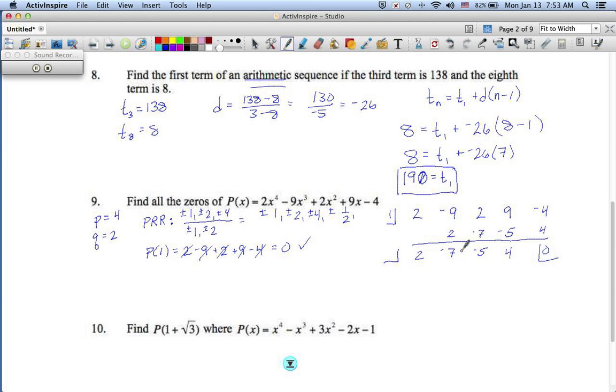Notice we have the same p and q, which means our possible rational roots have not changed. 1 could, in fact, be a double root. In this case, it is not. I'm just trying to look ahead here if I can put in a negative, if that'll do anything. Let's try 2.